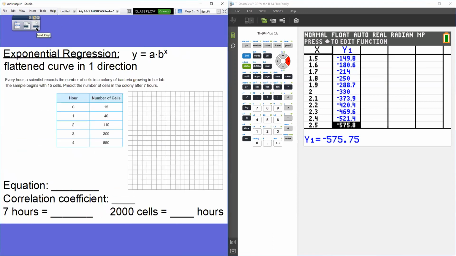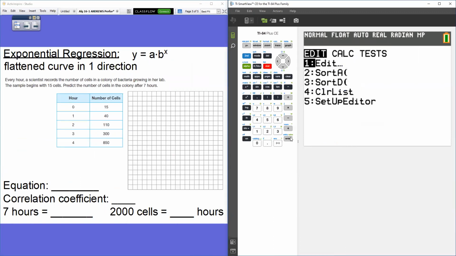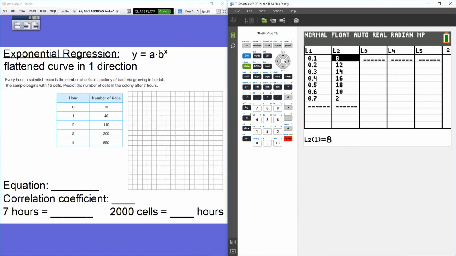The last one is the exponential regression. So again, we want to go to stat and edit. Let's clear out what's here. So we have 0, 1, 2, 3, and 4. So we're going to type in 0, 1, 2, 3, and 4. For our y values, we have 15, 40, 110, 300, and 850.